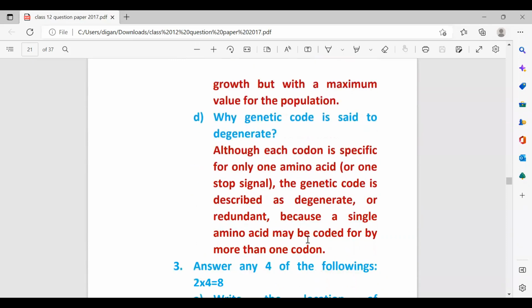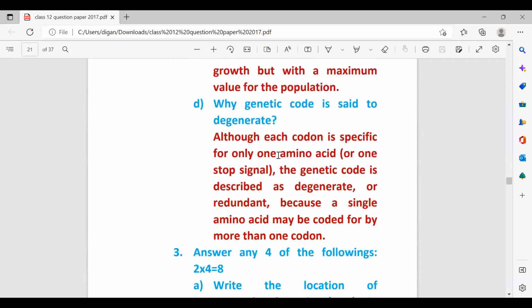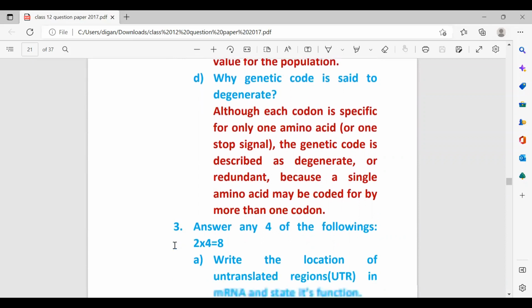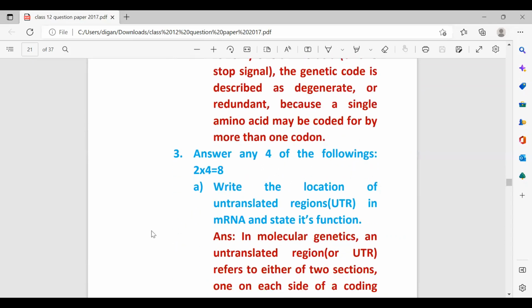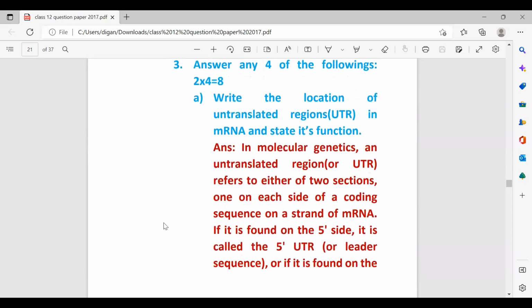Why is the genetic code said to be degenerate? So this is the answer for this. Because a single amino acid may be coded for by more than one codon, that is the main reason for the answer. Answer any four of the following, each is carrying 2 marks. So for these questions, I am giving you the answers for 2 marks.